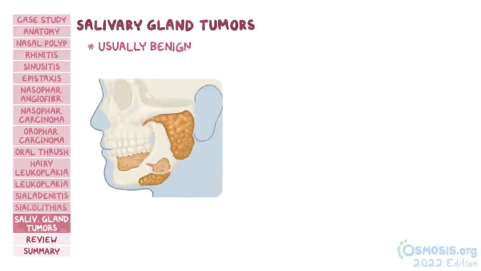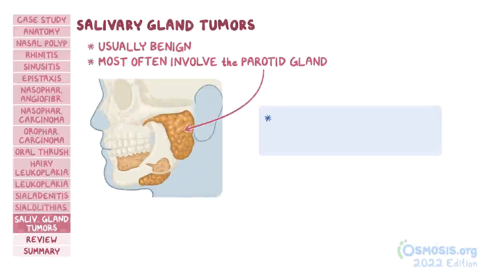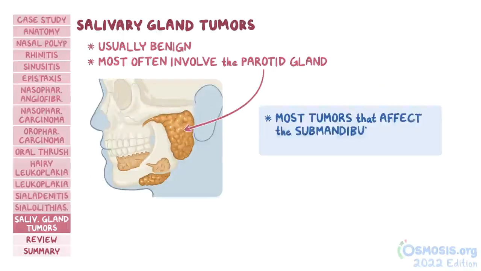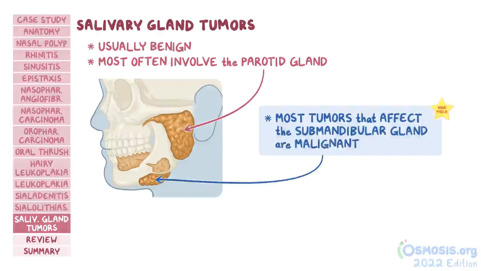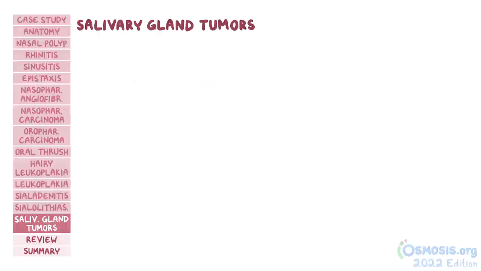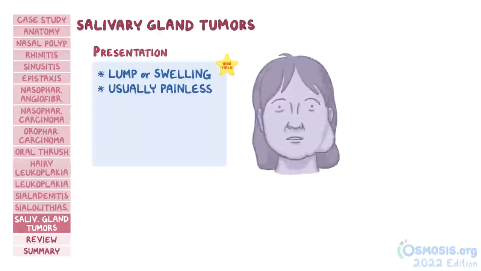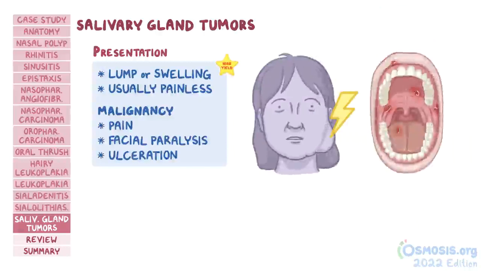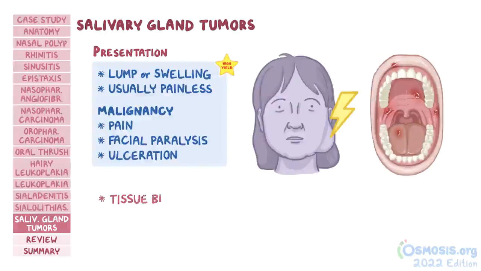These are usually benign tumors and most often involve the parotid gland. However, keep in mind that most tumors that affect the submandibular gland are malignant, and that's a high-yield fact. Now, all salivary gland tumors typically present as a lump or swelling that's usually painless, but some key findings that should make you think of malignancy include pain, facial paralysis, or ulceration of the mucosa. In any case, a tissue biopsy is often done to confirm the diagnosis.